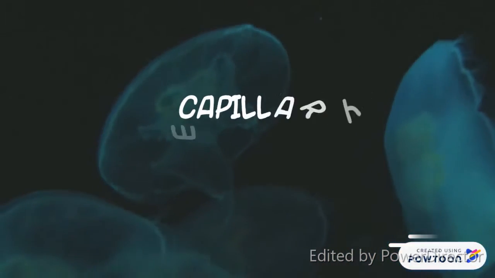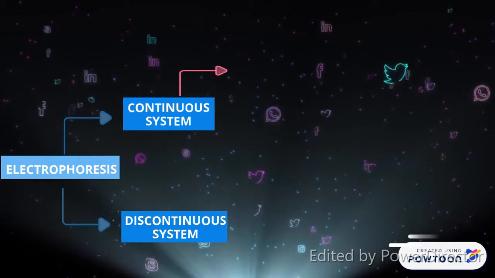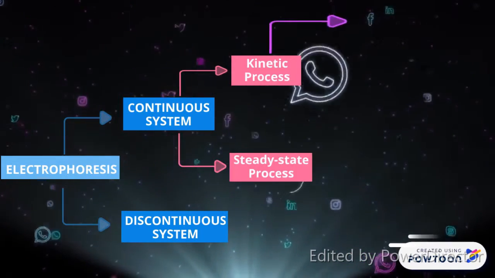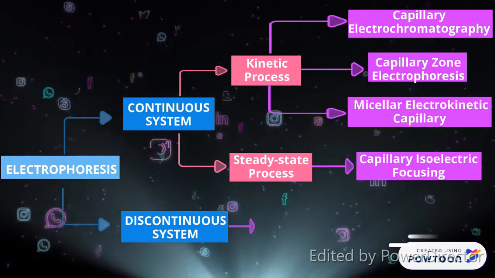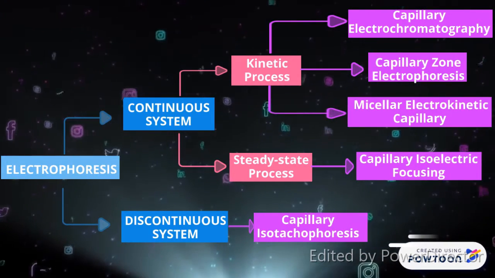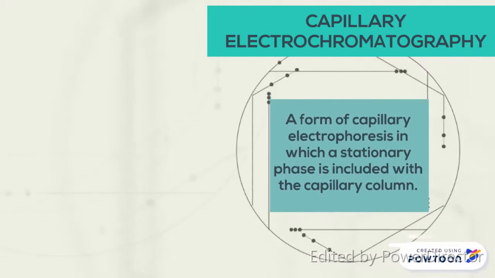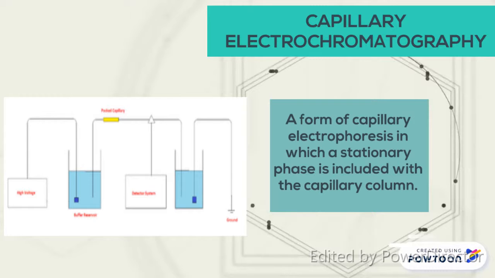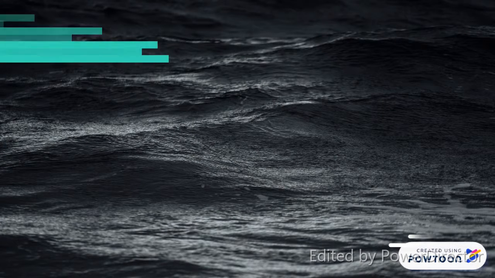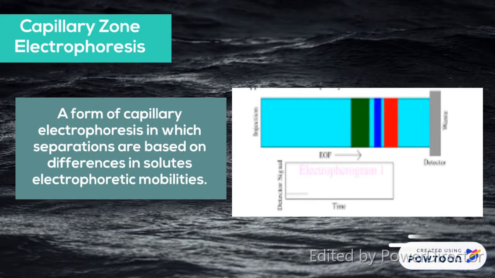Capillary electroseparation methods. Capillary electrochromatography. It is a form of capillary electrophoresis in which a stationary phase is included with the capillary column. Capillary zone electrophoresis. It is a form of capillary electrophoresis in which separations are based on differences in solutes' electrophoretic mobilities.